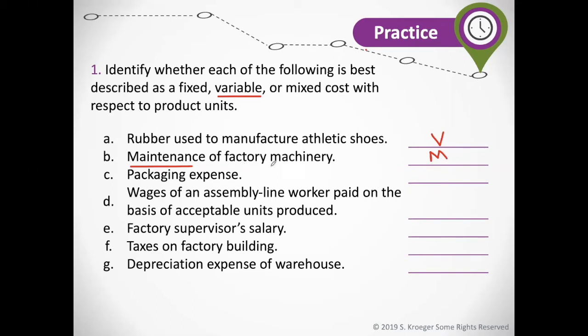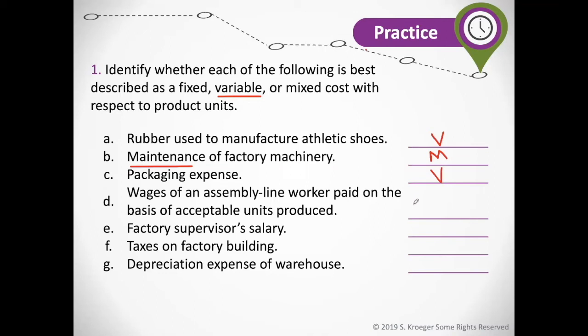The rest of them are pretty straightforward. C, packaging expense. We do have to package the shoes. Let's say we put them into a shoe box. Now, if we make twice as many shoes, do we need twice as many boxes? Yes, that would be a variable cost.